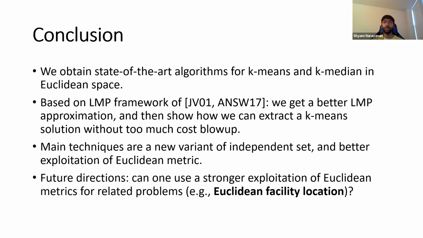And finally, I would like to mention one interesting future direction, which is that perhaps one can obtain stronger approximation algorithms based on a better exploitation of the Euclidean metric, for instance for the facility location problem. The reason this is interesting is because Euclidean facility location and metric facility location currently have the same best approximation algorithms. So it wouldn't be surprising if one could obtain better approximation algorithms for Euclidean facility location.